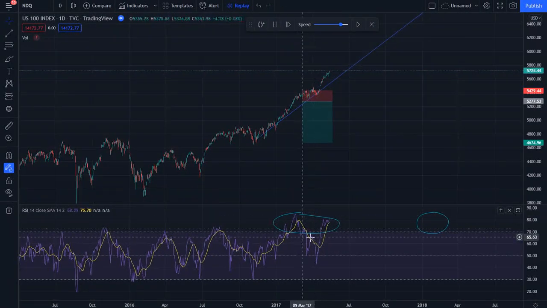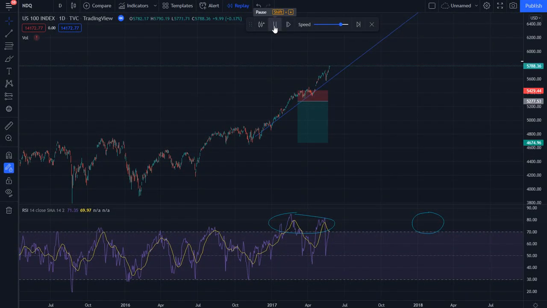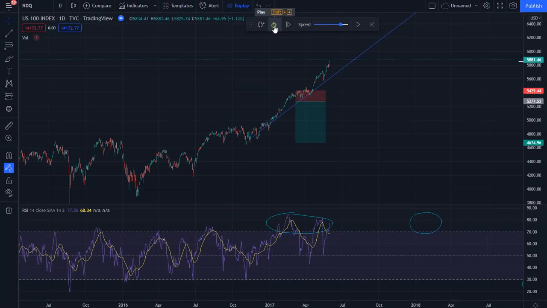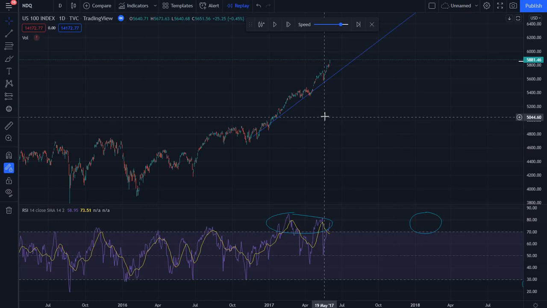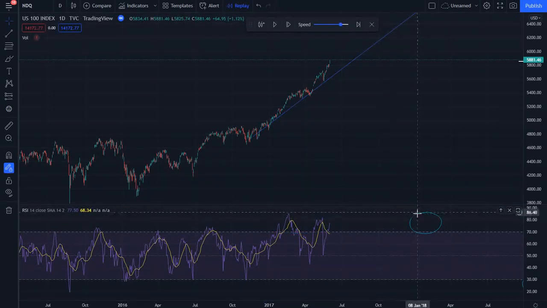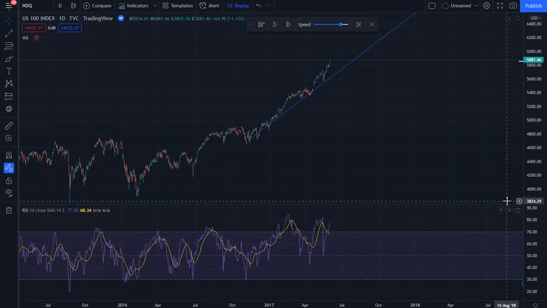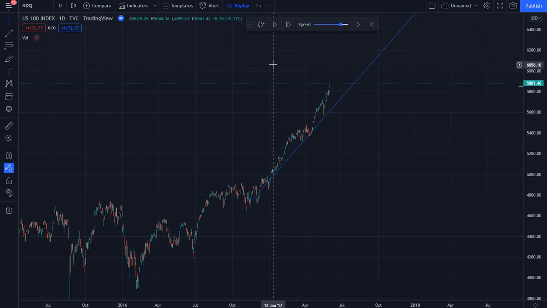Again, it's getting overbought. Did it go down? No, not at all. Even going further. So this is the case. That's the reason why we need to always be careful. RSI alone will not help us in many cases, and that's why we are going to need something else.